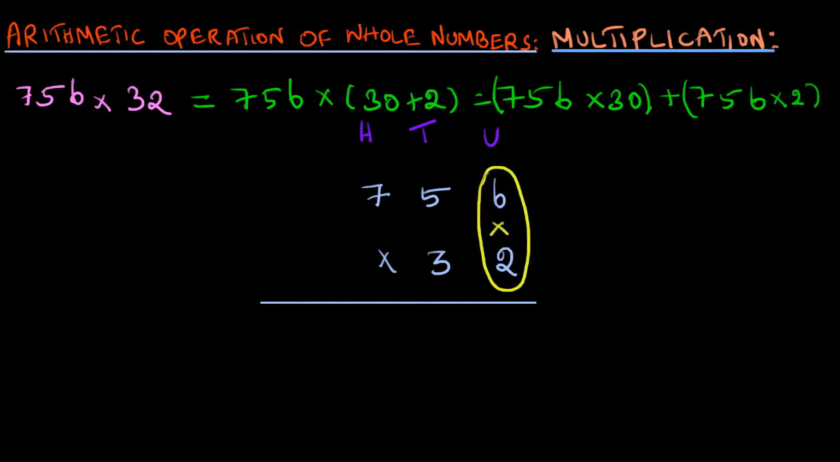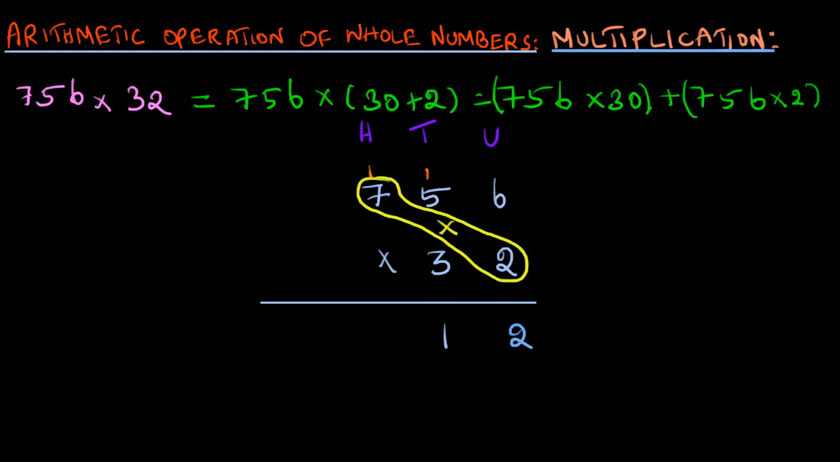First, by multiplying 6 by 2, we get 12. Then we write 2 here and then put 1 in the tens place. Next, we will multiply 5 by 2 and we get 10. On adding with 1 in the tens place, we get 10 plus 1 is equal to 11. We will write 1 here and write the other one in the hundreds place. Multiplying 7 by 2, we get 14. On adding with the 1 on top, we get 15.